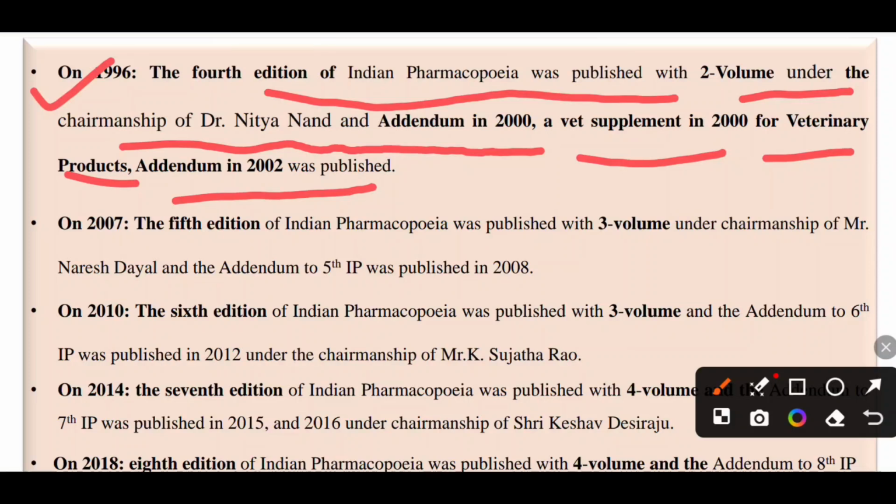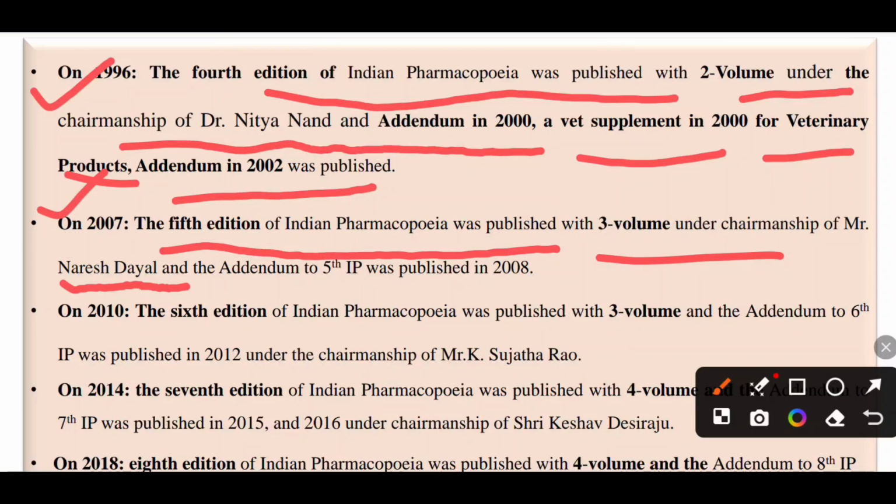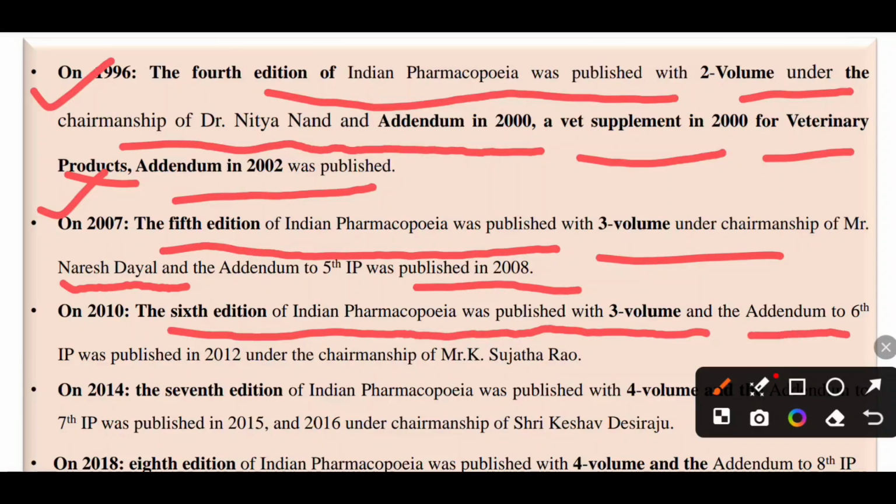Okay, next in 2007, the fifth edition of Indian Pharmacopoeia was published with three volumes under the chairmanship of Mr. Naresh Dayal, and the addendum was published in 2008. Then in 2010, the sixth edition was published with three volumes, and the addendum was published in 2012 under the chairmanship of Ms. Sujata Rao. Clear?